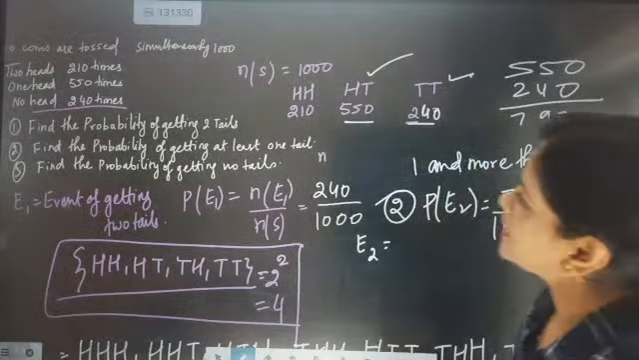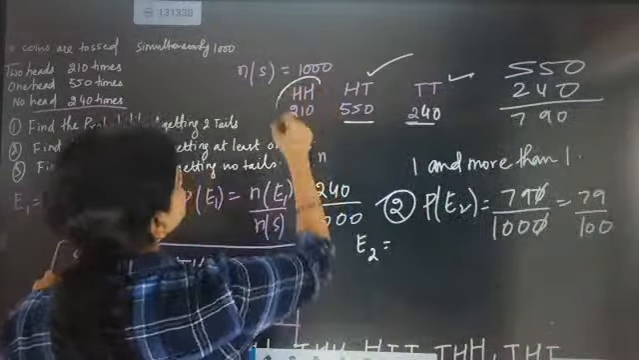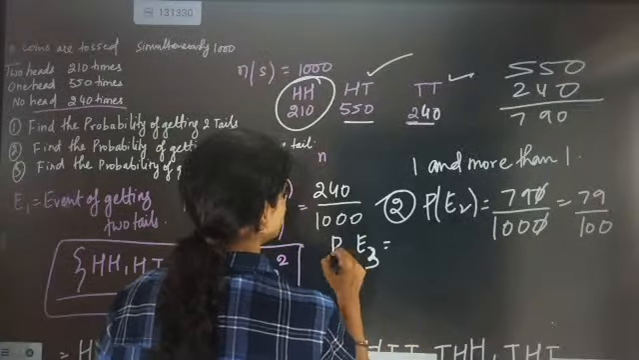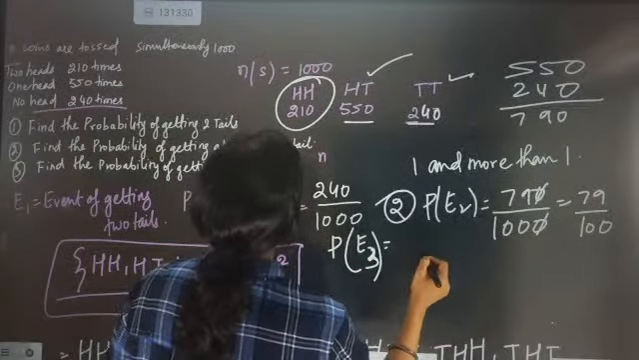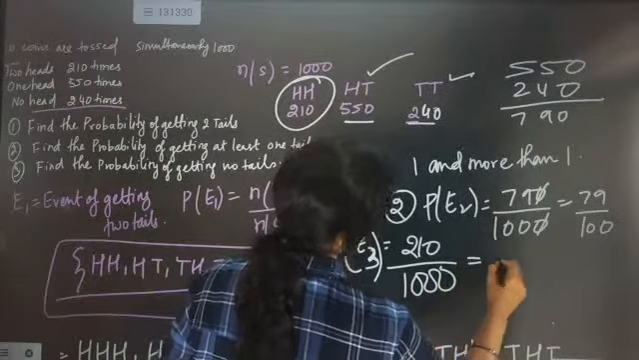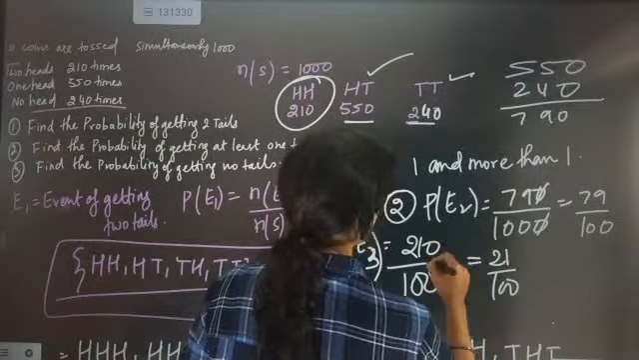So exactly no tail is coming. No tail means all heads. So the probability of getting the third event is coming as 210 by 1000. 210 by 1000, that is 21 by 100.